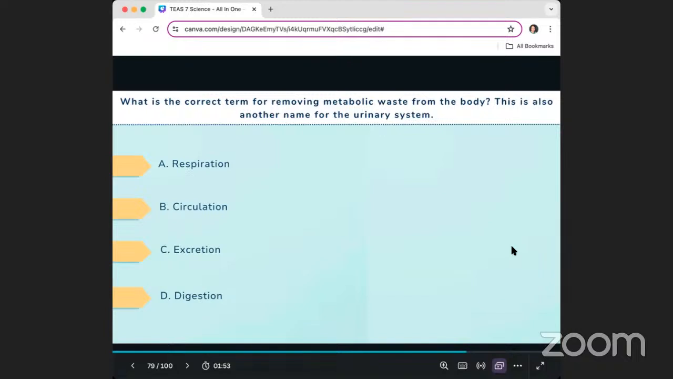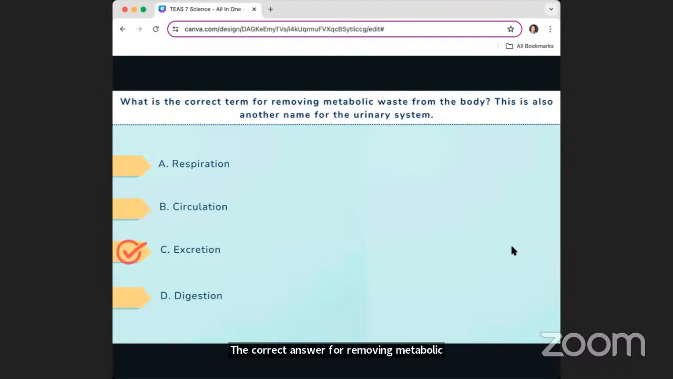The correct answer for removing metabolic waste from the body is excretion. Remember how I said the urinary system is also known as the excretory system. So, excrete means to expel or to get rid of. That's exactly what you're doing when you're removing the metabolic waste from your body. Therefore, option A, respiration, is not correct. Respiration, remember, is gas exchange, a totally different body system. Option B, circulation, moves blood, and it does play a role in the excretory system, but it is not overall a system that's in charge of removing waste.